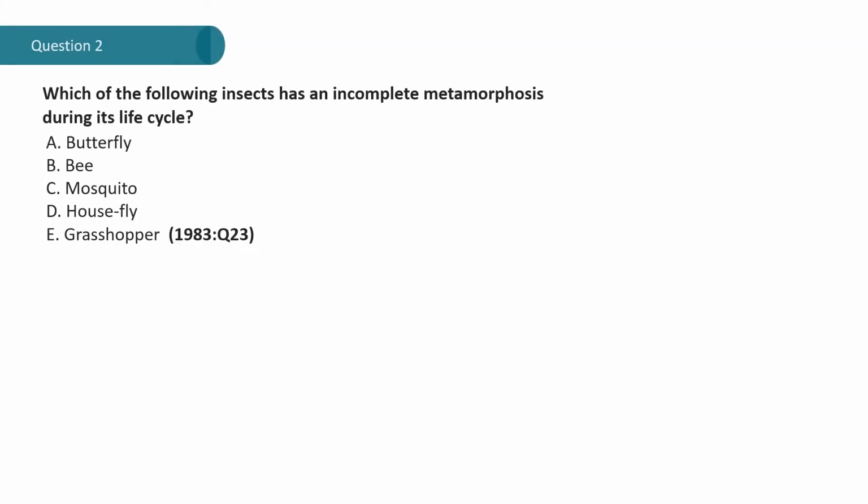Question 2. Which of the following insects has an incomplete metamorphosis during its life cycle? A. Butterfly, B. Bee, C. Mosquito, D. Housefly, E. Grasshopper. That question is gotten from the year 1983, question 23. Let's give that a try.